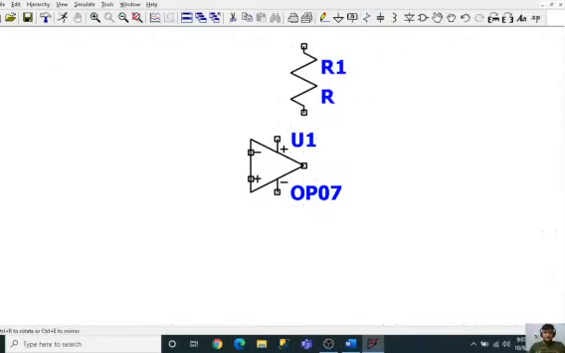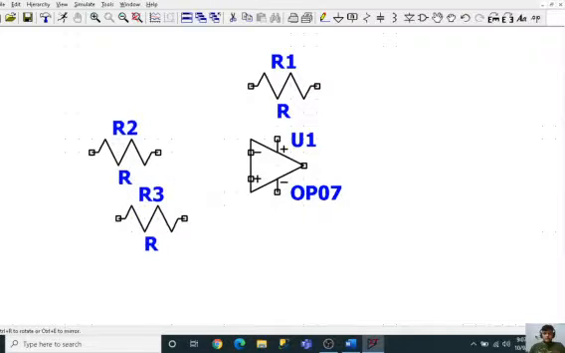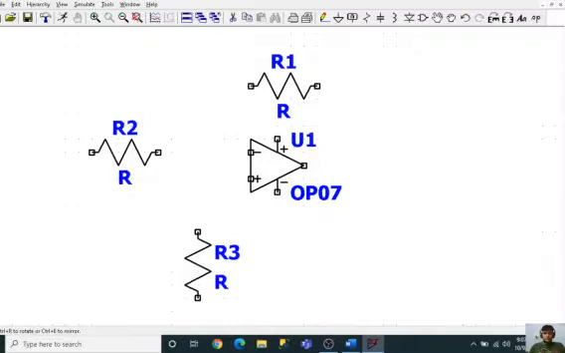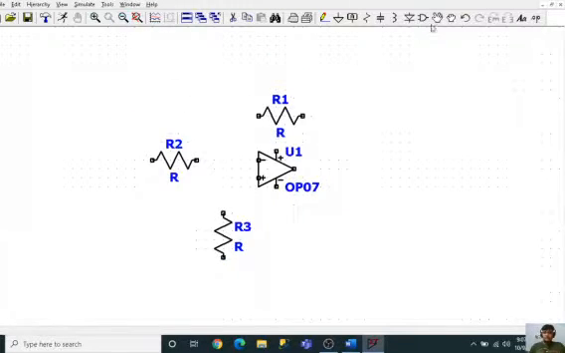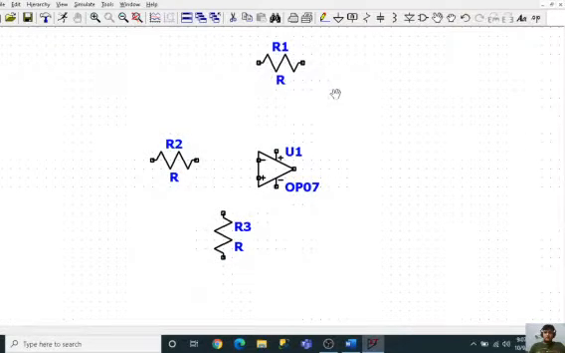I'll need 3 resistors. This will be my feedback resistor. This will be my one more resistor over here, and one more resistor over here as well. I'll reduce the size of this. Let me take this resistor the upper side. Now we will need a capacitor over here.